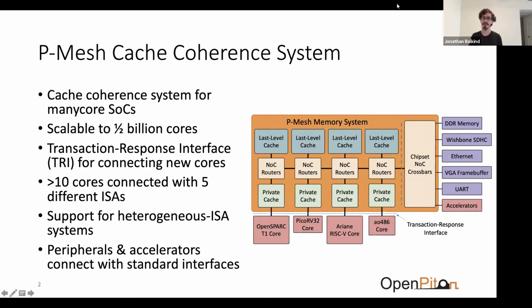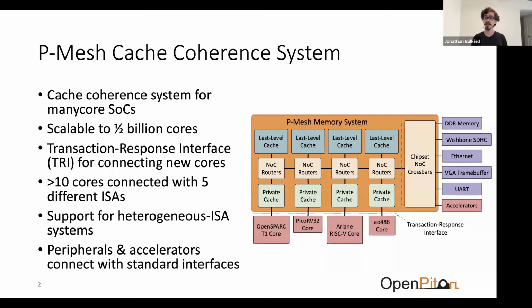So PMesh, as I said, is the cache-coherent system which underlies OpenPiton. And OpenPiton is a system for building many core SoCs. It started out as a platform to enable our research ideas, and it's kind of grown and become more mature and usable. And so, now if you're interested in building a coherent SoC, then you might be interested in using PMesh as a coherent system for that.